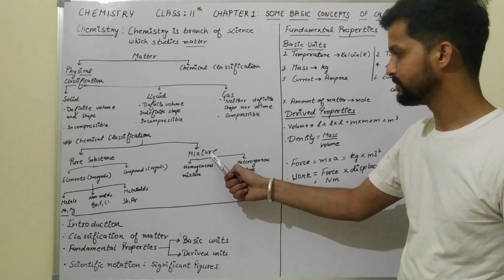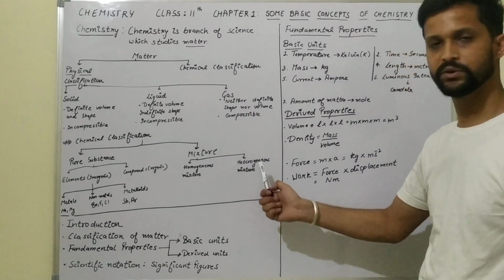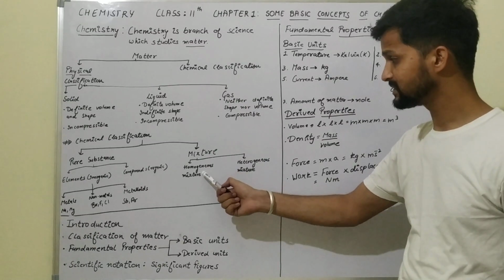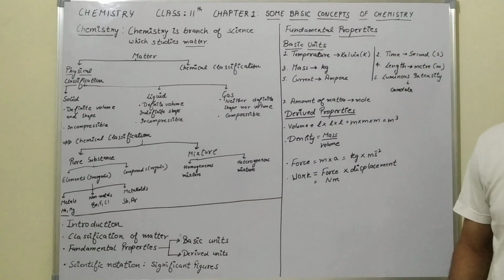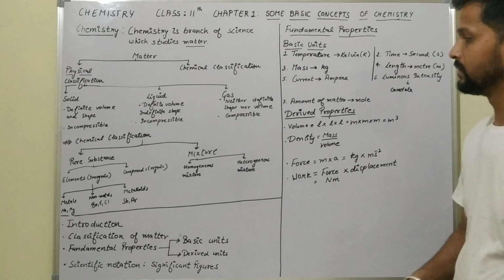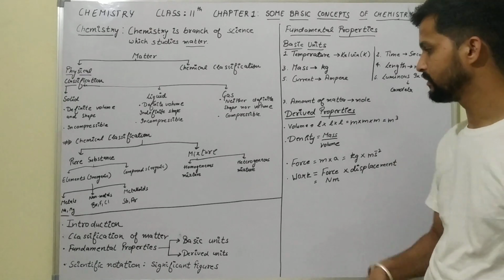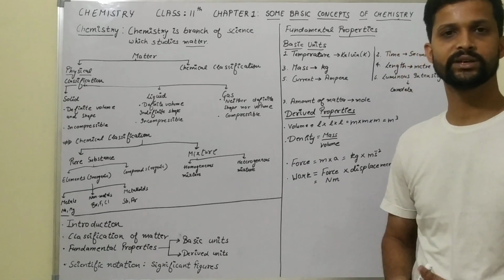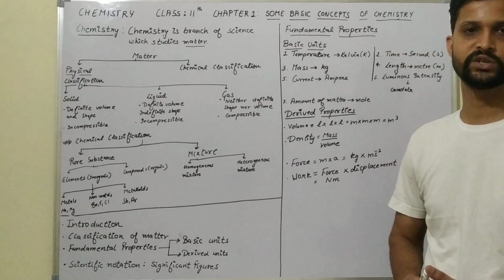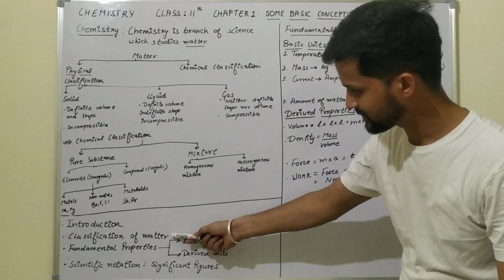And then we have the mixture. There are two types of mixture: homogeneous mixture and heterogeneous mixture. A homogeneous mixture is one in which the boundaries are invisible, like a mixture of water and milk. Whereas in a heterogeneous mixture we have visible boundaries, like a mixture of water and sand or a mixture of water and soil. So this is a heterogeneous mixture. This is the classification.